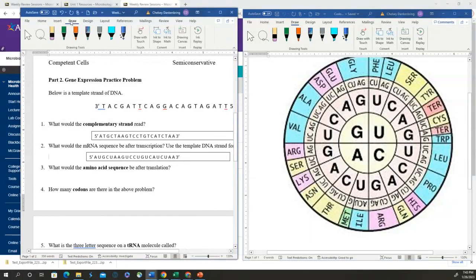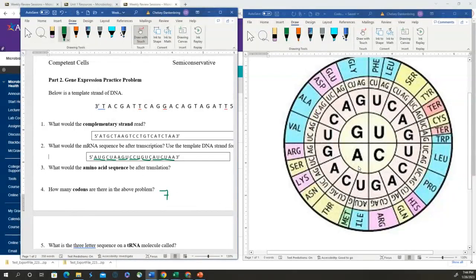All right, so remember, we just defined earlier a codon as a set of three nucleotides on a piece of messenger RNA. So here, that's too big. Hold on. So set of three. Here's one set of three. There's two, three, four, five, six, and seven. So I'm going to go ahead and answer number four. We have seven codons in our piece of messenger RNA.